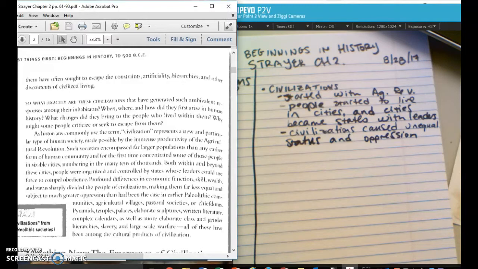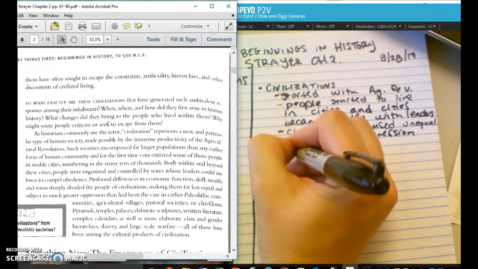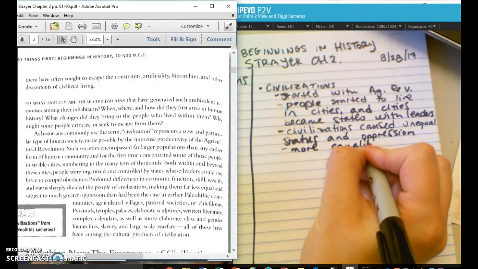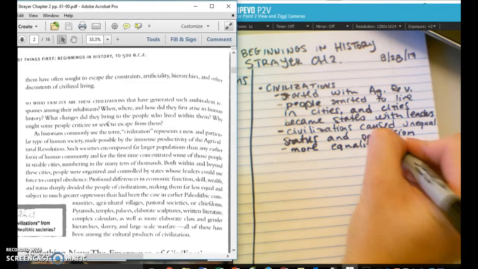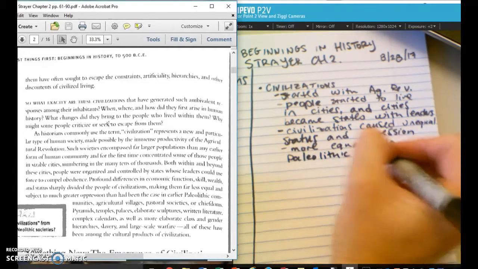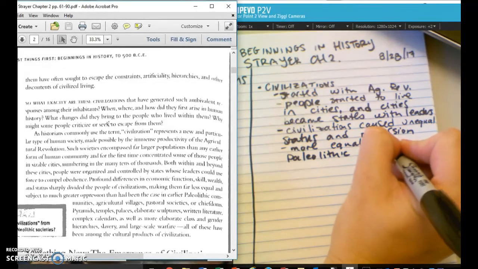So we stopped with profound differences. Profound differences in economic functions, skill, wealth, and status sharply divided people of the civilizations, making them far less equal and subject to greater oppression than had been the case in Paleolithic communities, agricultural villages, pastoral societies, or chiefdoms. Okay, so there is more equality in Paleolithic society.